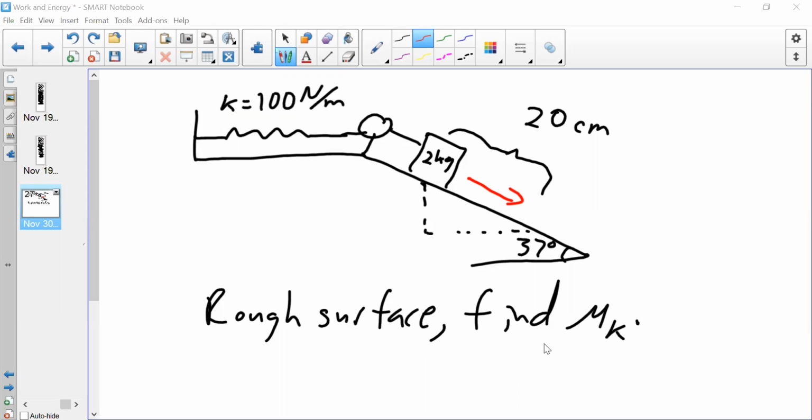Anytime it's rough, it's going to be the work done by friction equal to the other energy terms: the change in kinetic energy, change in gravitational potential energy, change in spring potential energy. It's always that. Anytime you have a rough surface, it's going to be work done by friction, negative mu k, equals the other stuff: change in kinetic energy, change in gravitational potential, and spring potential. Any questions on the setup before I break you up?